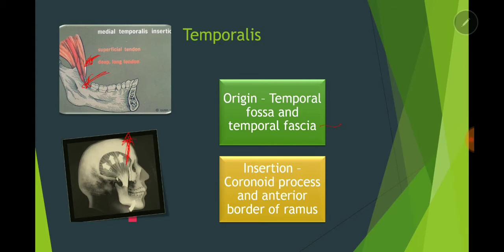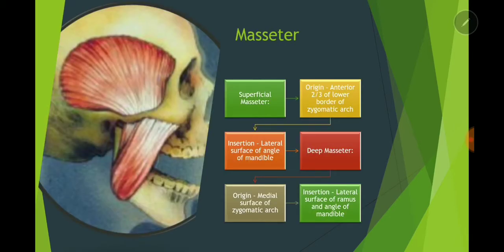This posterior portion helps in retrusion of the mandible. All right? So you have to keep that in mind, that the temporalis muscle has three parts, okay? So the masseter, which is this muscle here, you should know the masseter by now, and you have the temporalis muscle here. Okay, so that's the temporalis muscle.